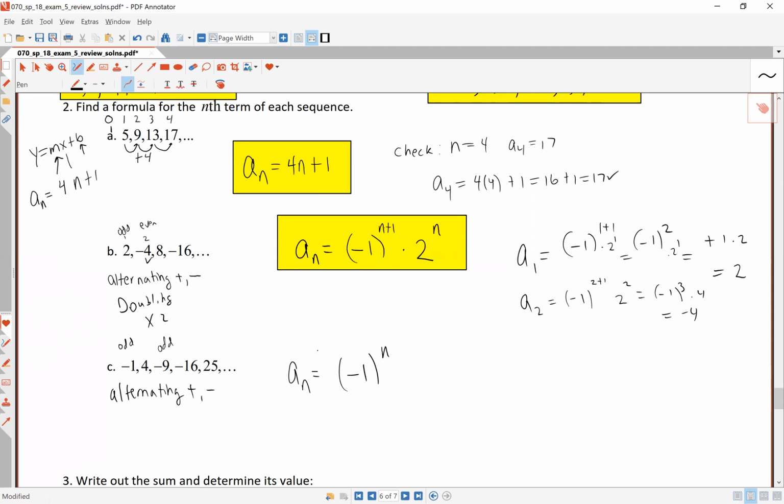And now that each term, 1, 4, 9, 16, 25, we recognize each of those as perfect squares, where 4 is 2 squared, 9 is 3 squared, 16 is 4 squared. So each of those is the number of the term squared. 9 is 3 squared, it's in the third spot. 16 is 4 squared, it's in the fourth spot. So -1 to the n times n squared.